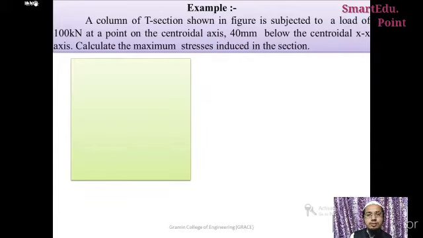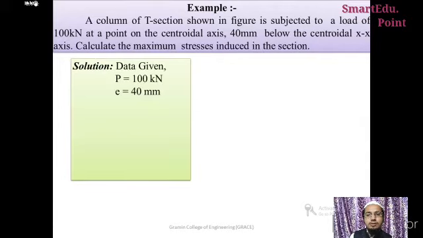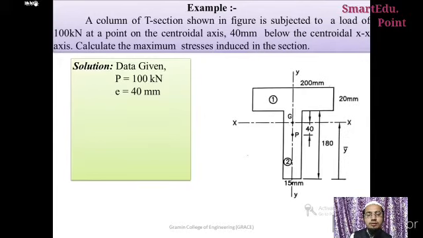So let's summarize the given data. What is given? P is 100 kilonewton and the eccentricity of the loading, e, equals 40 mm, and the diagram will be like this, which is given. Flange has 200 mm width and thickness 20 mm, and web has 180 mm depth and thickness 15 mm.